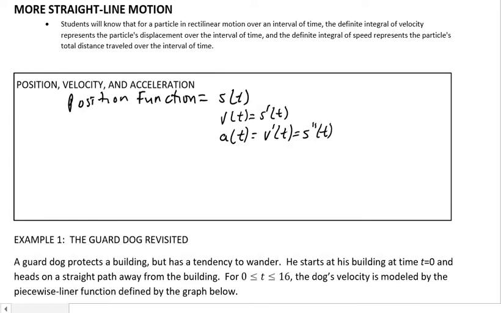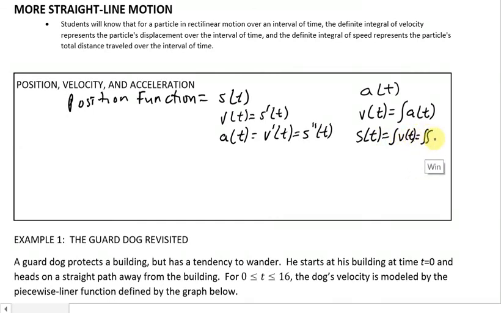And we also can work the other way at this point, because we could say if we have the acceleration function, then the velocity is the integral of a of t, and the position function is the integral of velocity, making it the double integral of acceleration. And we're going to use that fact right now in order to answer a question.